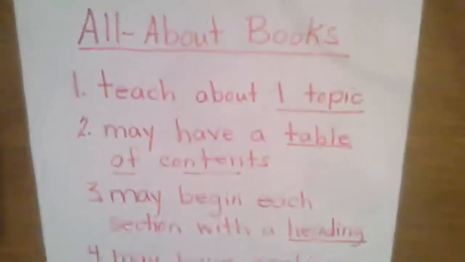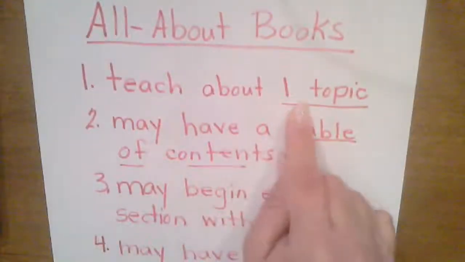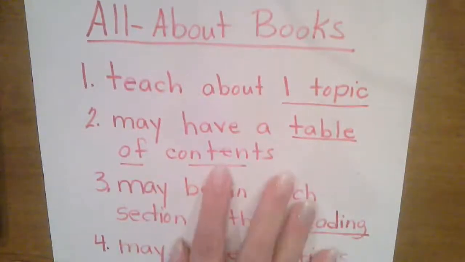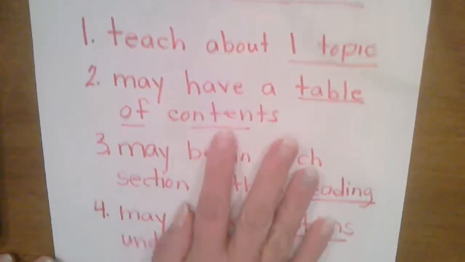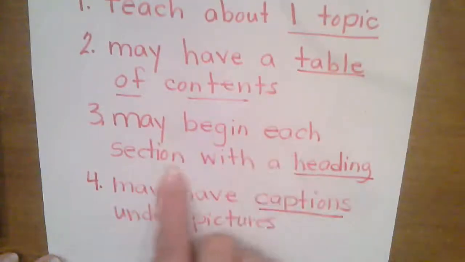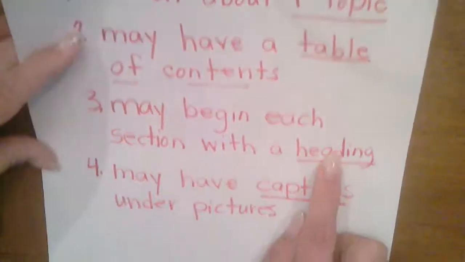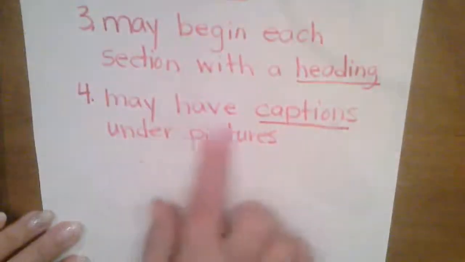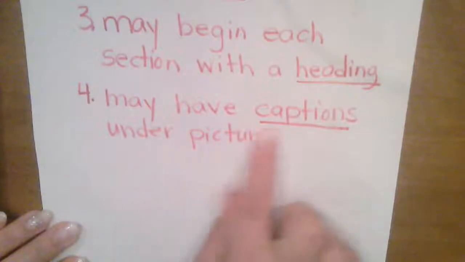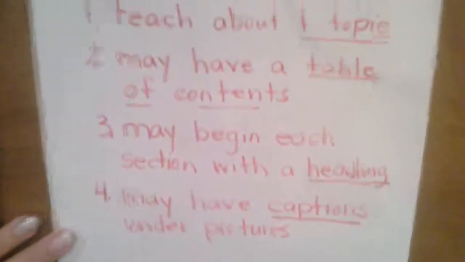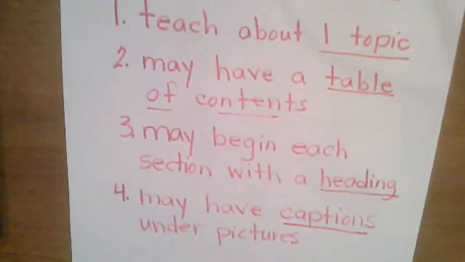This is another all about book. And look what they did. See, yes, he taught about one topic, just one thing. Had a table of contents in his book to tell you what page to find each section. May begin each section with a heading. He had a heading on every page to tell you what that page was going to be about. May have captions under the pictures. You saw the words under the pictures that told what the picture was about. So that is another example of an all about book.